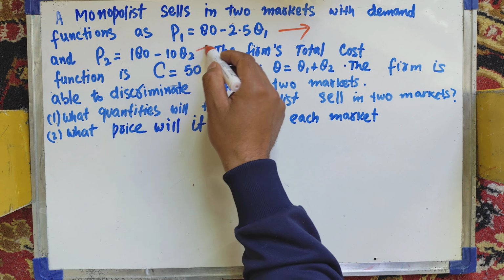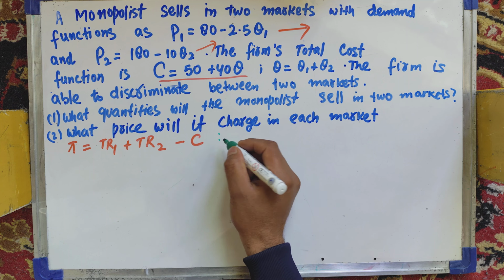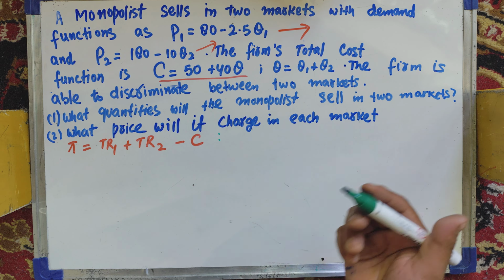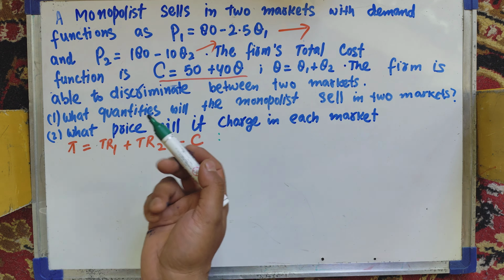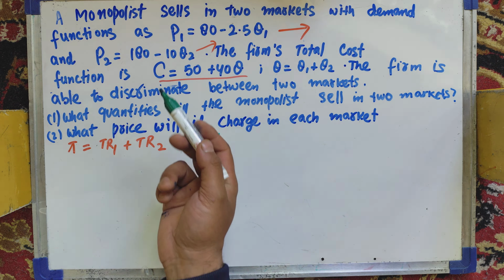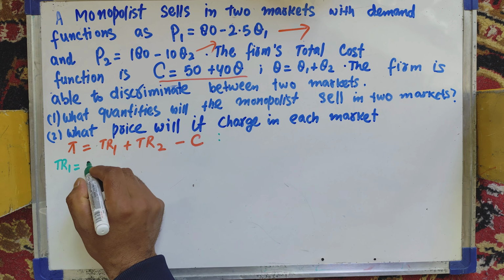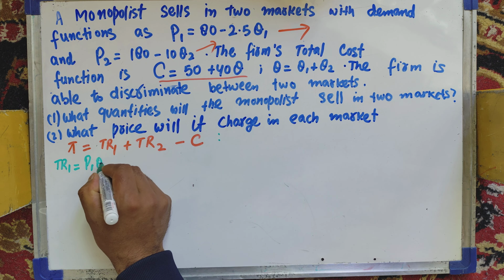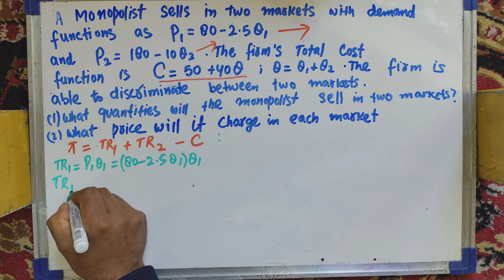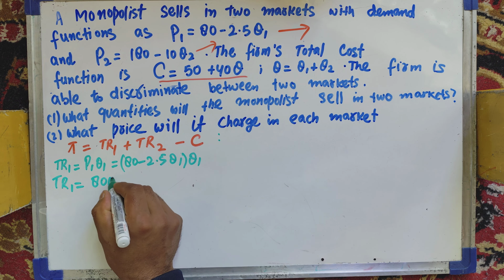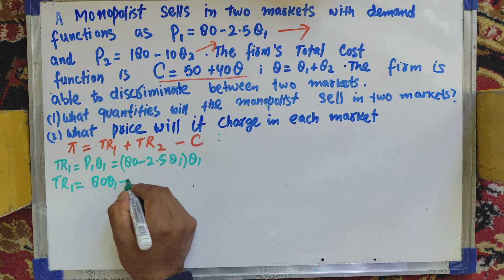Profit maximization requires that we equate marginal revenue with marginal cost in each market. So we will solve each market with the condition that marginal revenue is equal to marginal cost. Let's take market 1. What is the total revenue in market 1? That will be P1 times Q1, which is 80 minus 2.5 Q1, multiplied by Q1. That gives total revenue in market 1 as 80 Q1 minus 2.5 Q1 squared.